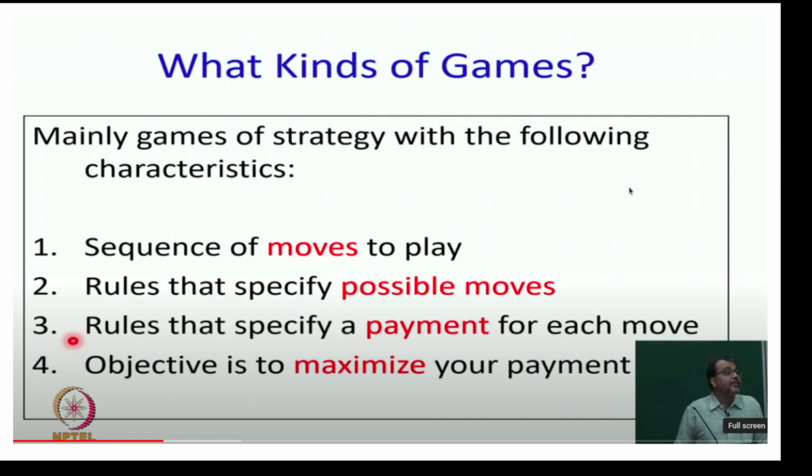What kind of game will we be talking about? A game is generally a sequence of moves, right? For example, in chess I played and my opponent also played another round. There are rules that specify the possible moves. For any game we have a set of rules, and here it is also referring to rules that specify a payment for each move. So I took a move; should I get a reward or penalty for that? That score change is the payment for each move.